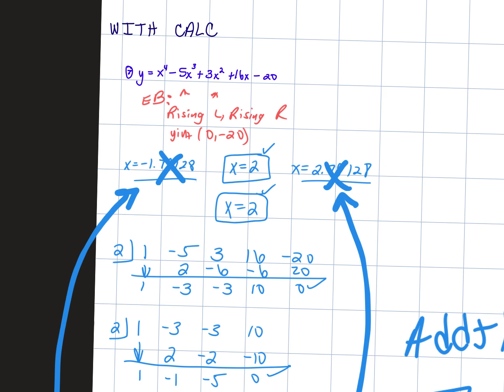Why did we do synthetic division twice? Because you had two times. You have multiplicity of 2 because it didn't go through, it bounced off. So you have 2, actually, it's a factor twice.